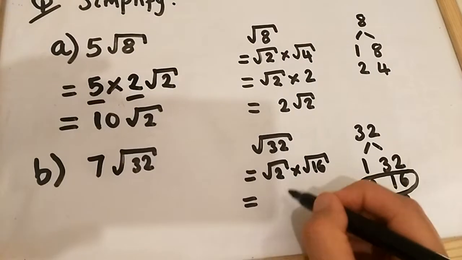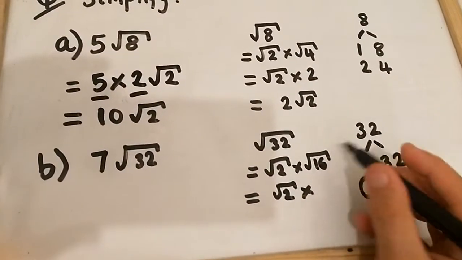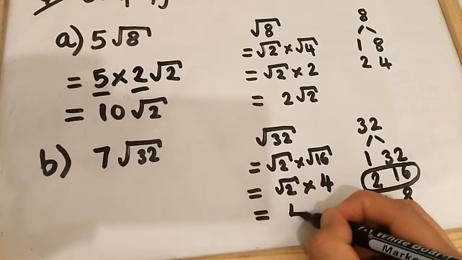The square root of 2 stays as it is, times the square root of 16, which is 4. So that gives us 4 root 2.